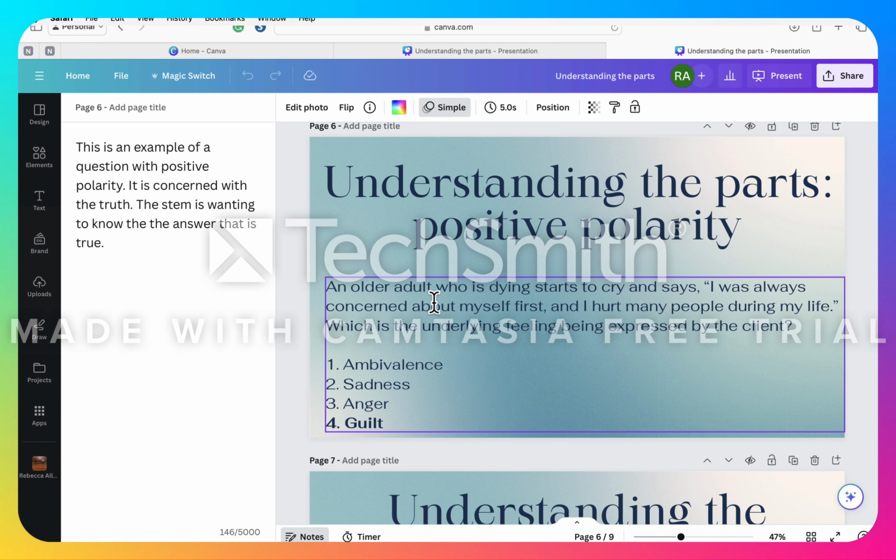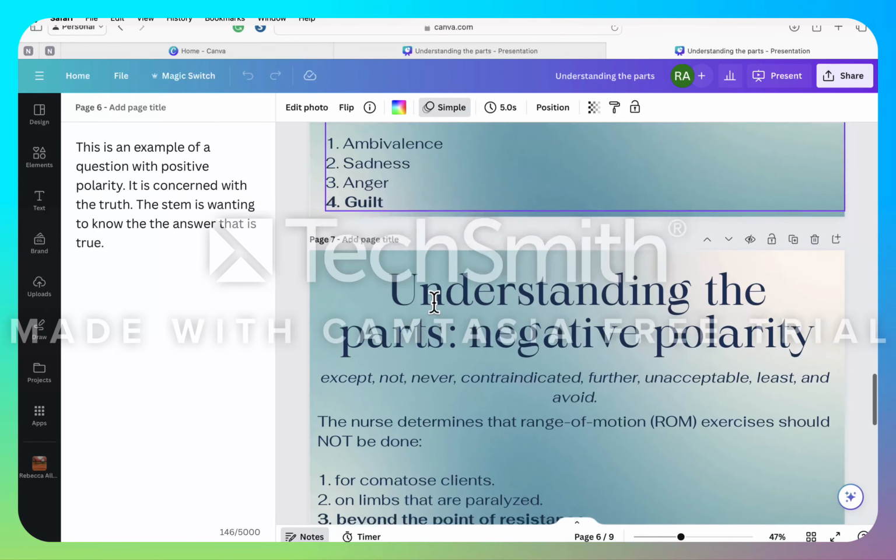Well, they're feeling guilty. This is also one of those questions that's a complete stem. So when you read through this, you may be able to cover up those four choices and think, okay, what is the underlying feeling that I think they're feeling? Guilt. Then you look down at your answer choices and there's guilt, and you move on.